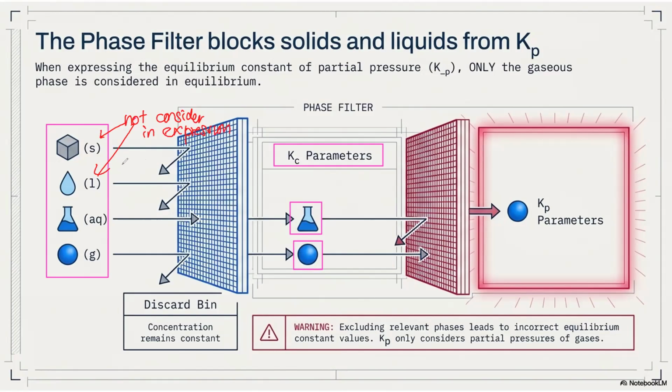Because they have what we call intensive properties. So what do intensive properties indicate? Changes in the amount of solid and liquid do not generally change the concentration much. So why do we say so?